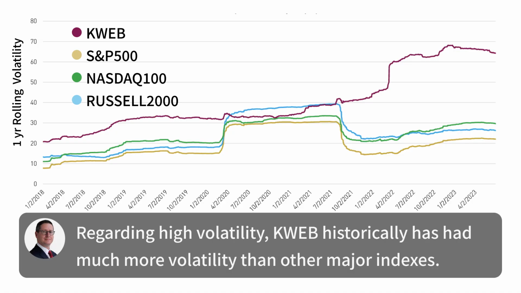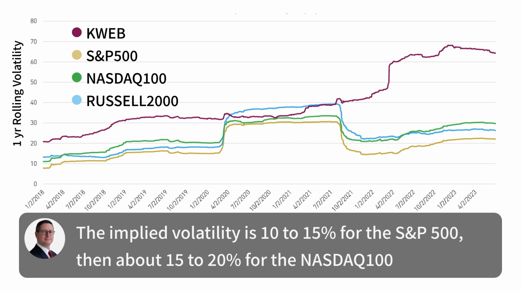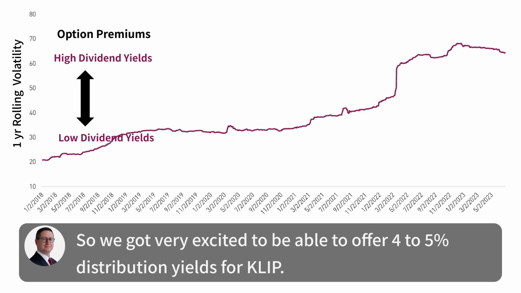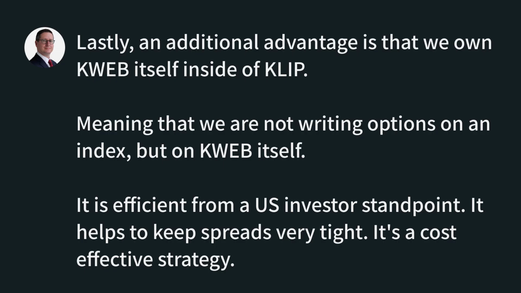Regarding high volatility, Kwab historically has had much higher volatility than other major indexes. The implied volatility is 10 to 15% for the S&P 500, then about 15 to 20% for the NASDAQ 100 and the Russell 2000. But the volatility of Kwab is about 40%. So we got very excited to be able to offer 4 to 5% distribution yields for KLIP.